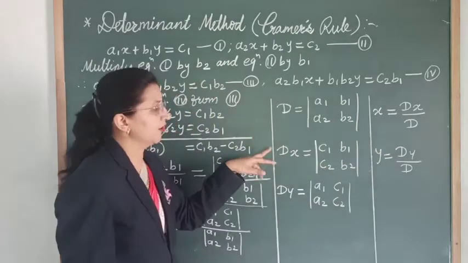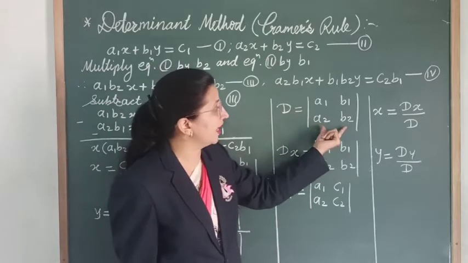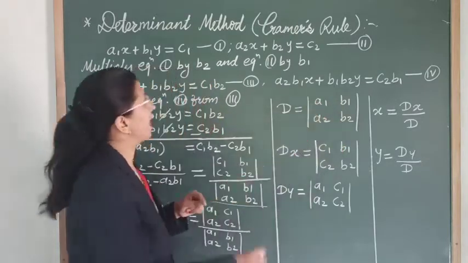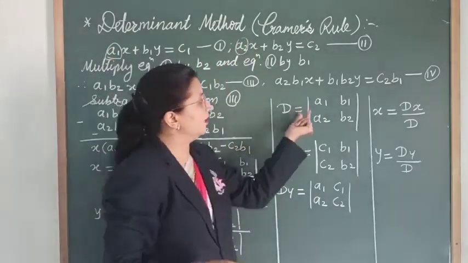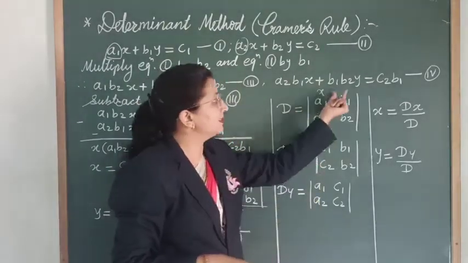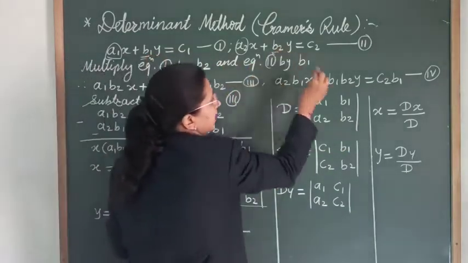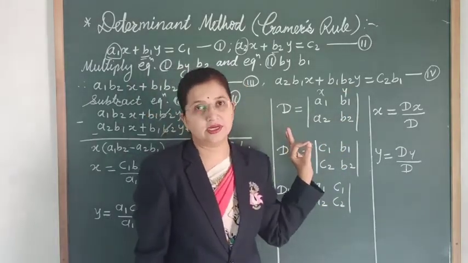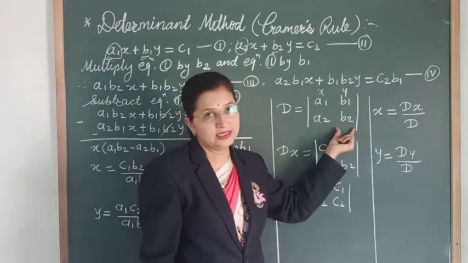Now dear students, to get the value of D, you can see here we have written a1, a2, b1, b2. a1, a2 are the coefficients of x. It means that we will write the coefficients of x in the first column, and in the second column b1, b2, which are the coefficients of y. It means to get the value of D, we have to consider the coefficients of x in the first column and the coefficients of y in the second column.